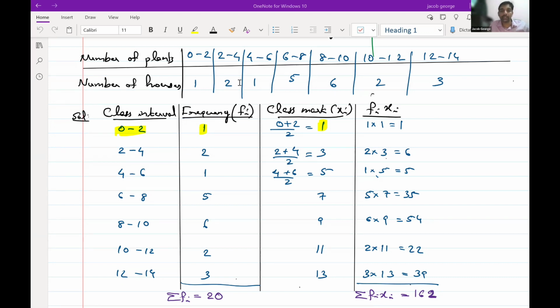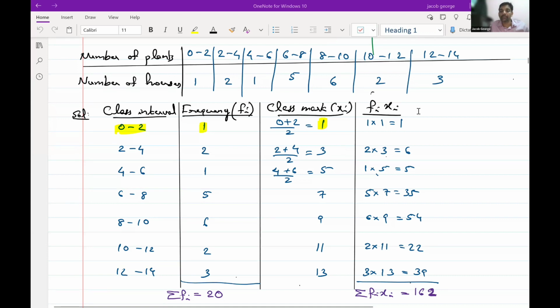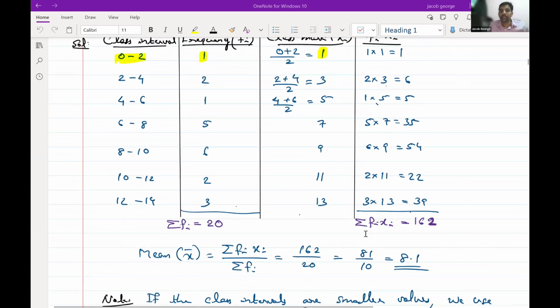Sigma Fi, how much is it, Nathan, from this table? Sigma Fi is 20, right? Yes, sir. Sigma Fi is 20. Then we will write the formula. Okay, Reina, what is the formula for finding mean by direct method? Sigma Fi Xi by sigma Fi. Very good, you're listening. So this way you will find out and then just substitute there. Sigma Fi Xi by sigma Fi, 162 by 20. Answer is 8.1. All of you understood the direct method?